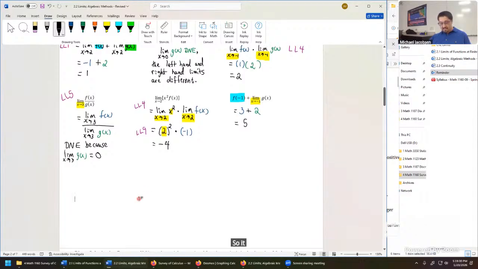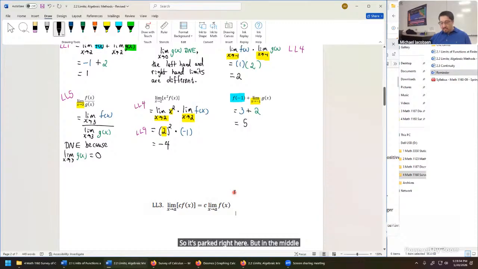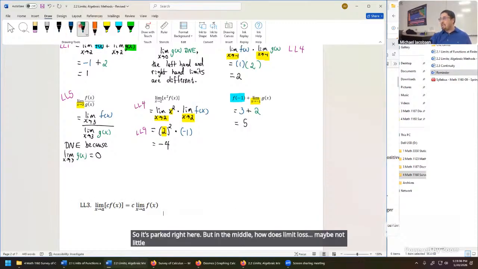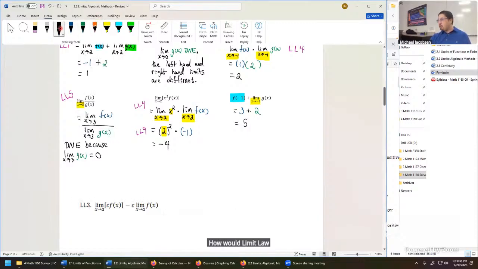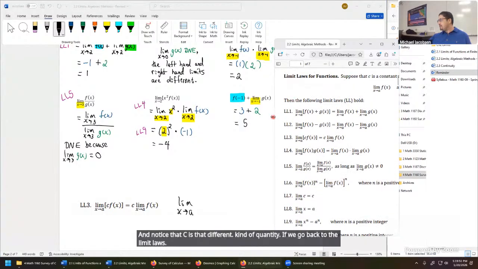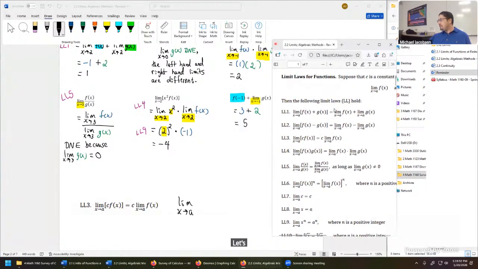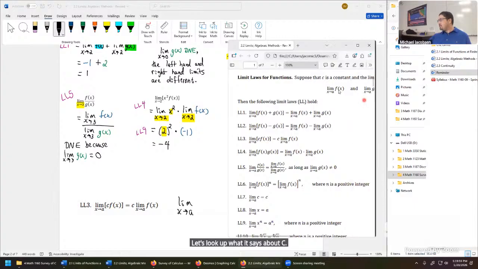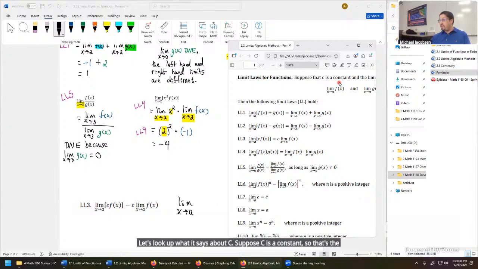So let's park right here, put it in the middle. How does limit law, maybe not in the middle, let's put it to the left. How would limit law 3 go? It would be for something along these lines. Take the limit as x tends towards a, and notice that c is a different kind of quantity. If we go back to the limit laws, let's look up what it says about c. Suppose c is a constant, so that's the major hint to what's going on there.